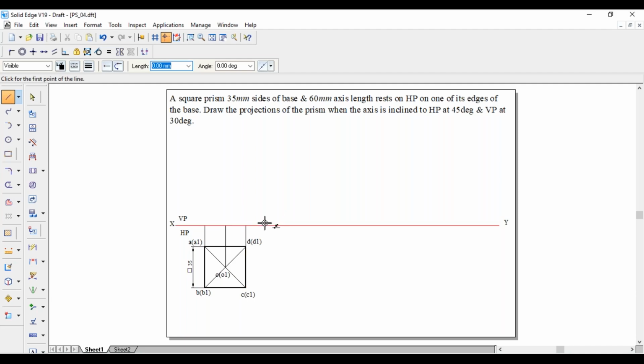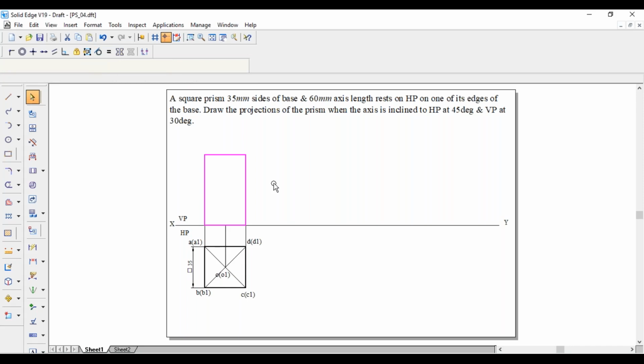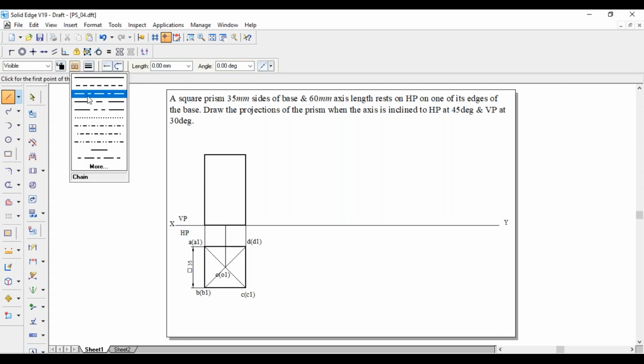Now as it is a prism, the axis and the edges are parallel to each other. So 60 mm we can draw from this end point also. 60 mm. From here also 60 mm. Complete the rectangle. So this should be dark, whereas here the axis is not coinciding with any other edges, so the axis we have to show with the chain line.